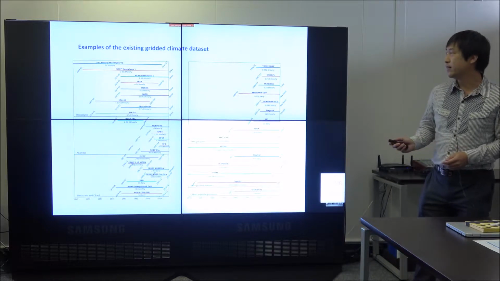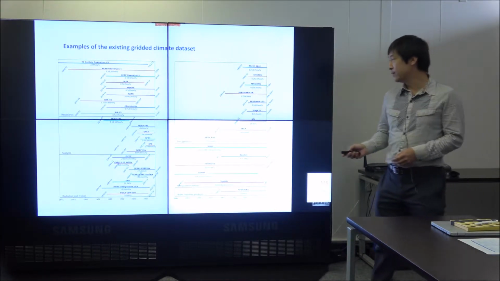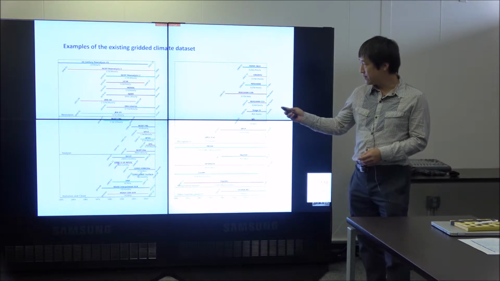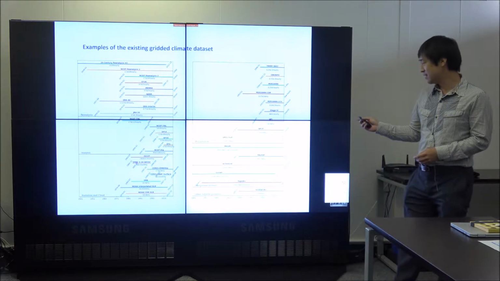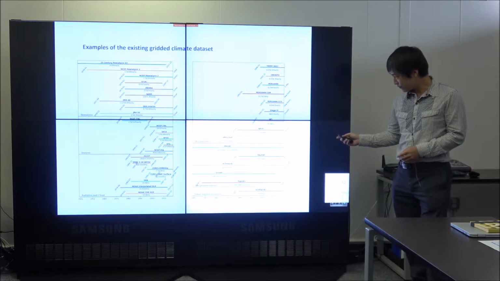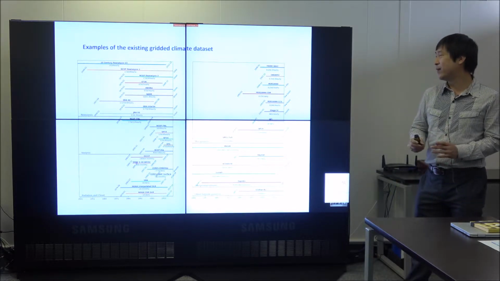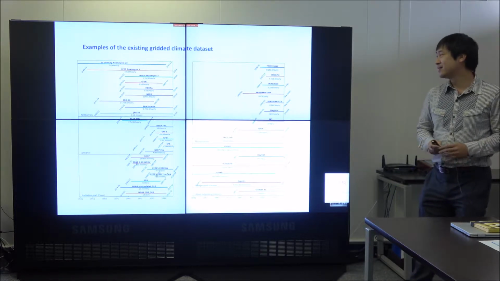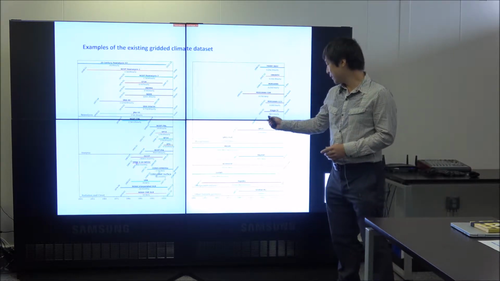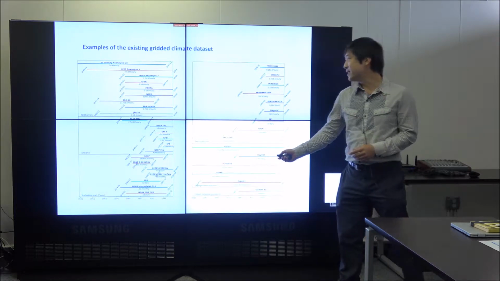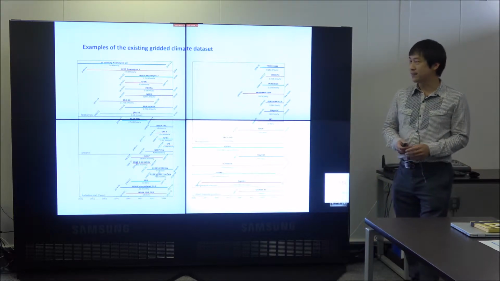This is an example of an existing gridded climate dataset. There are reanalysis data, radiation data, precipitation data, gridded climate data, and other satellite products. This is just an example, so there are many other data sets. Most of the data start from 1980, and my data set also starts in 1980. So why do I need a new data set is the question.